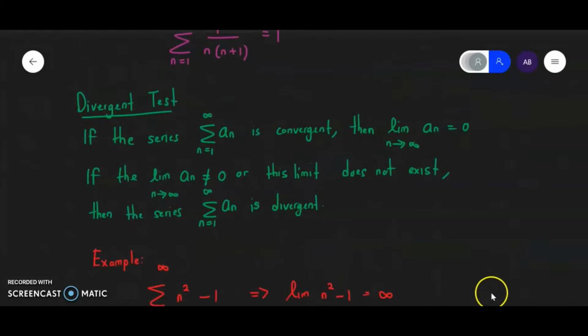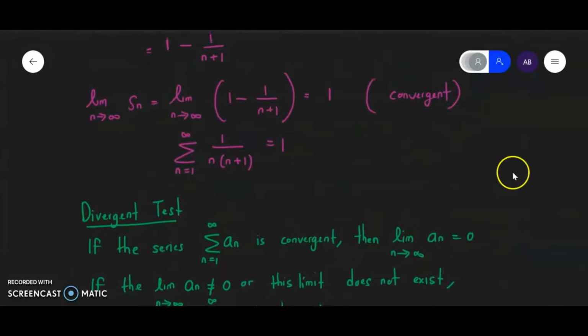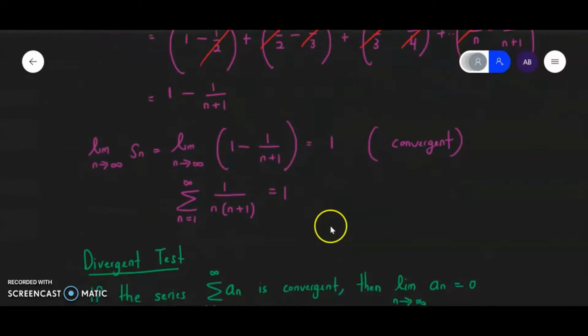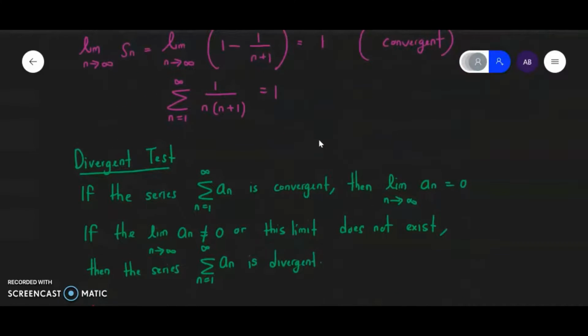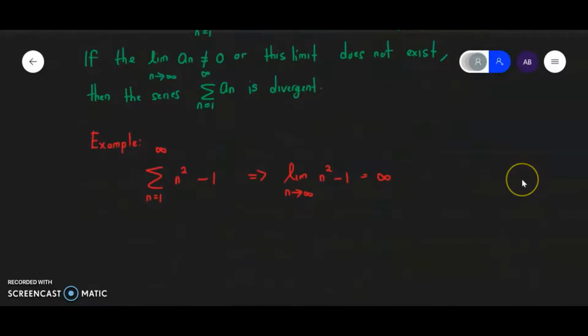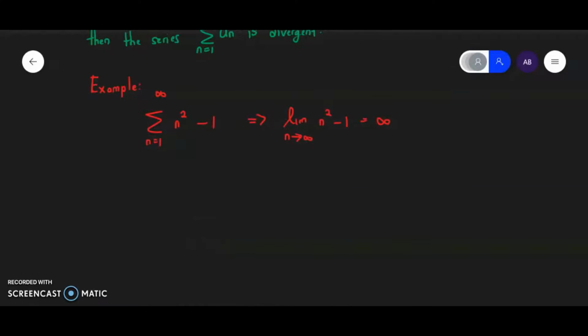Let me just summarize. What is a telescoping series? A telescoping series is a series that you arrange such that every term cancels out except the first and the last term. If the first and the last terms do not cancel out, that means you have a telescoping series, and you can apply the limit to the partial sum to determine whether it converges or diverges. Let's look at one more example.